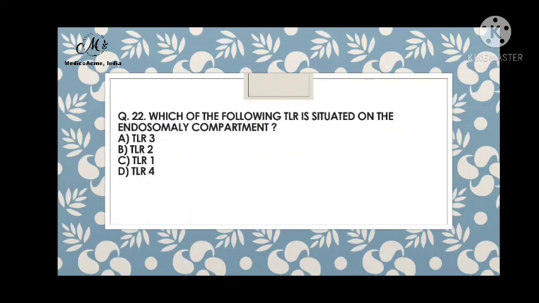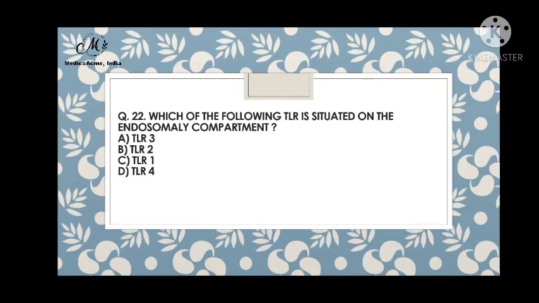Which of the following TLR is situated on the endosomal compartment? So guys, TLRs are very important, they have a role in immunological response. TLRs are present on the plasma membrane, that is the outside part of the cell, the cell membrane, and otherwise they are present on the endosomal membrane. So guys, TLR3, TLR2, TLR1 and TLR4.